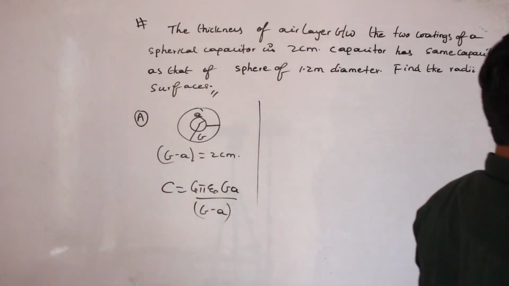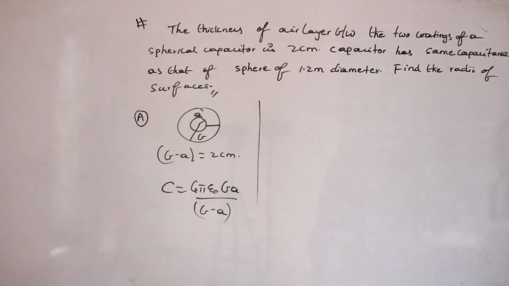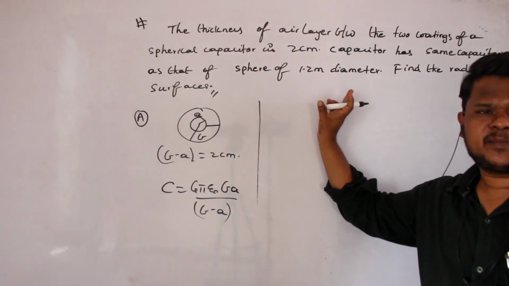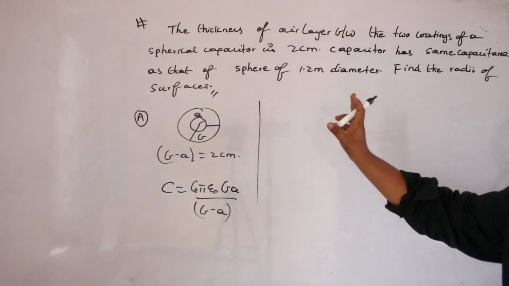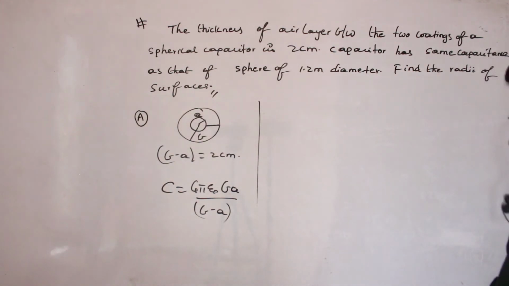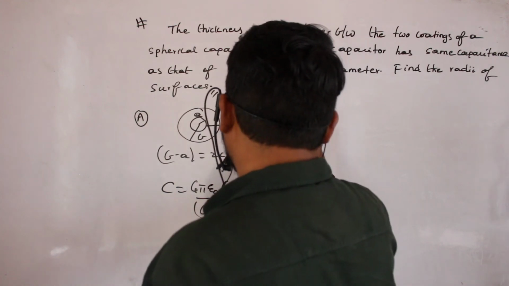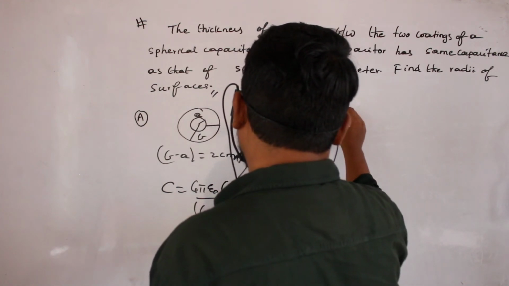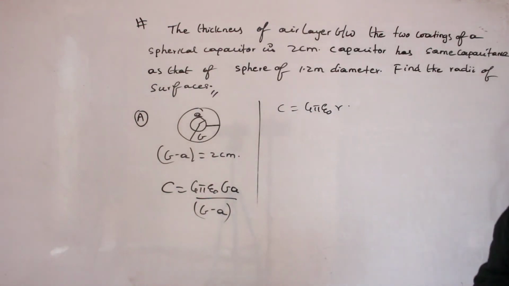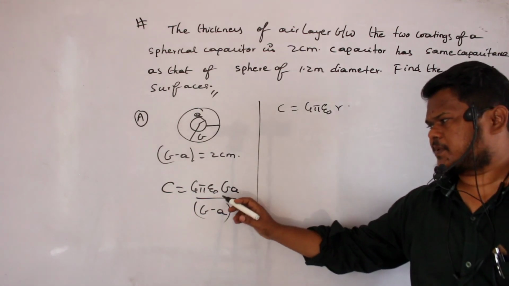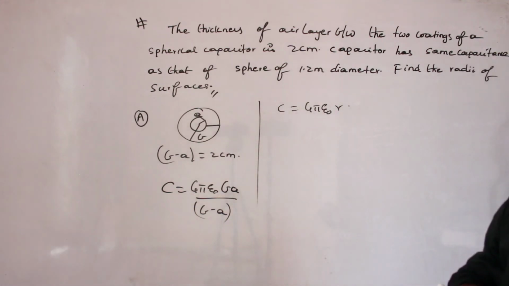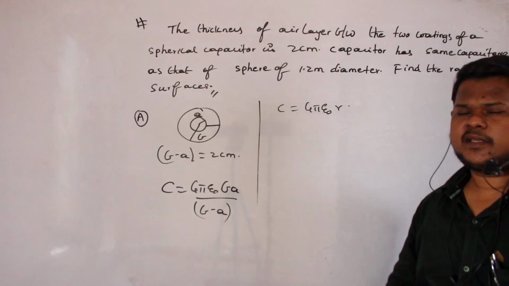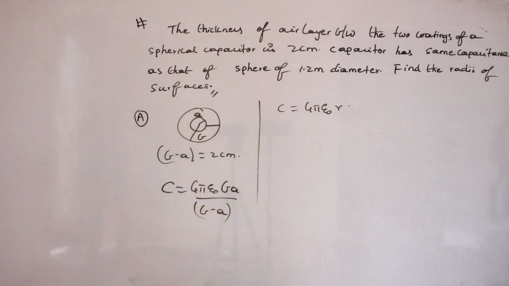What is the meaning of this one? This is just a sphere of 1.2 meter diameter. It means this is the capacitance of a spherical conductor. So what is the formula for capacitance of a spherical conductor? 4 pi epsilon naught into R. So he is saying that this capacitance and this capacitance, they are equal. Then he is asking us to calculate a and b values. Can you calculate?